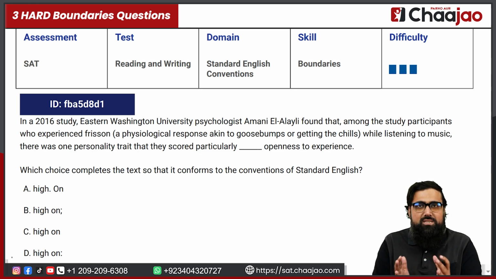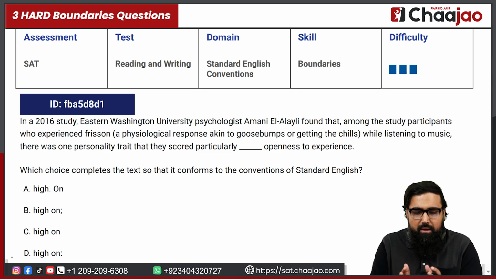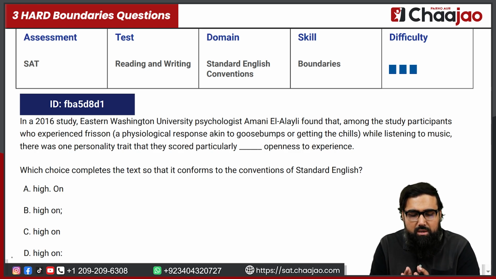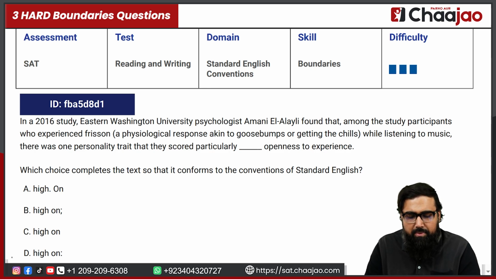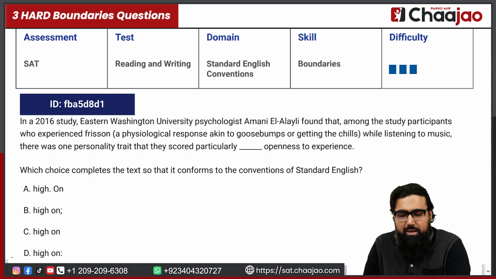So let's start with the first question for today. Now this question says, in a 2016 study, Eastern Washington University psychologist found that among the study participants who experienced frisson, a psychological response akin to goosebumps or getting the chills while listening to music, there was one personality trait that they scored particularly high on: openness to experience.